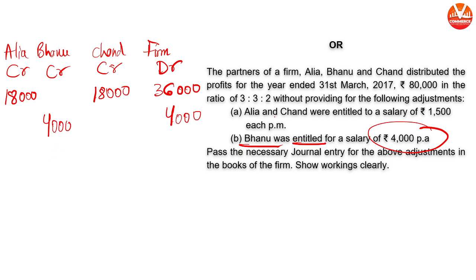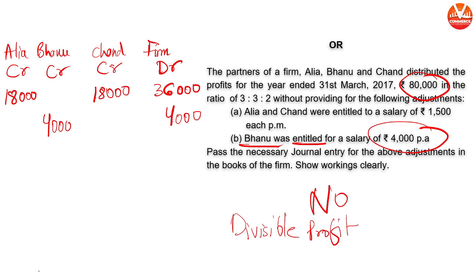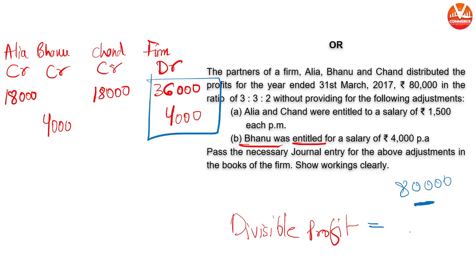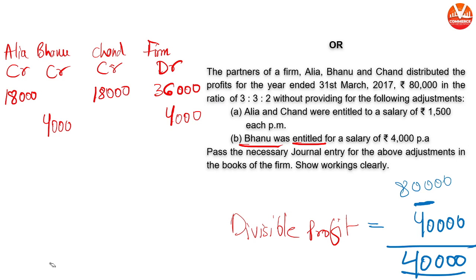Now we will distribute the divisible profit, because the total profit was distributed as it is. But should the total profit be distributed between partners? The answer is no. Always the divisible profit is distributed. Which profit do we have to distribute among partners? Divisible profit. And how do we calculate it? Total profit 80,000 minus appropriation, minus salary given to the partners. So 80,000 minus 40,000, divisible profit is 40,000. So this profit will be distributed between partners.